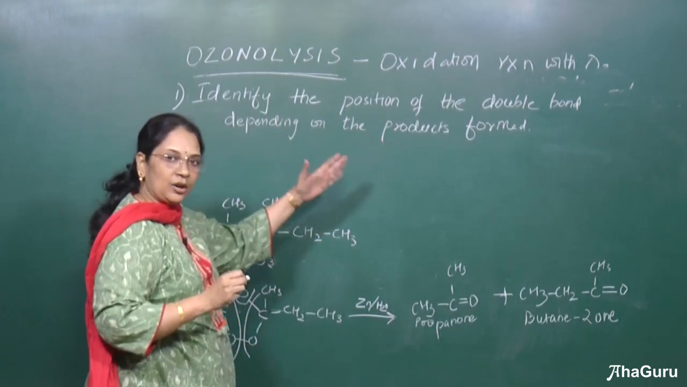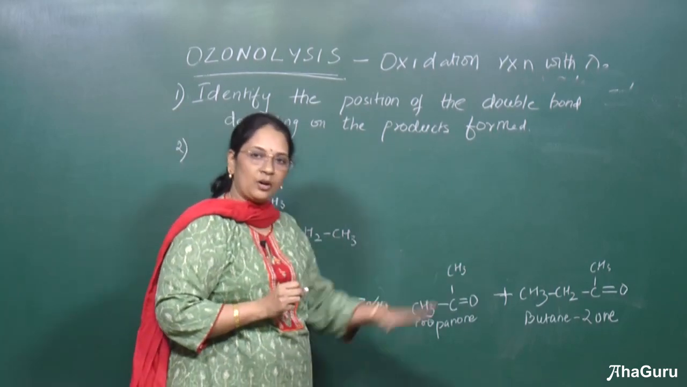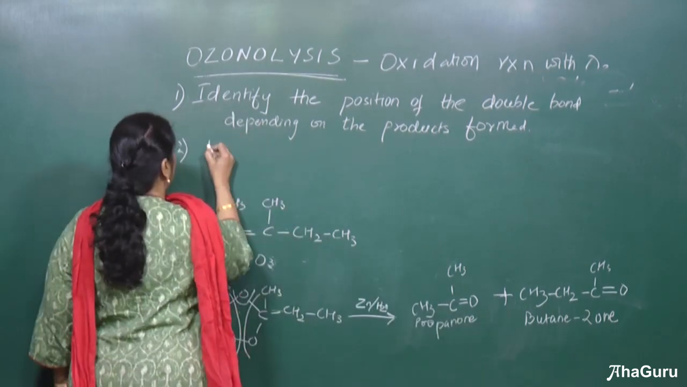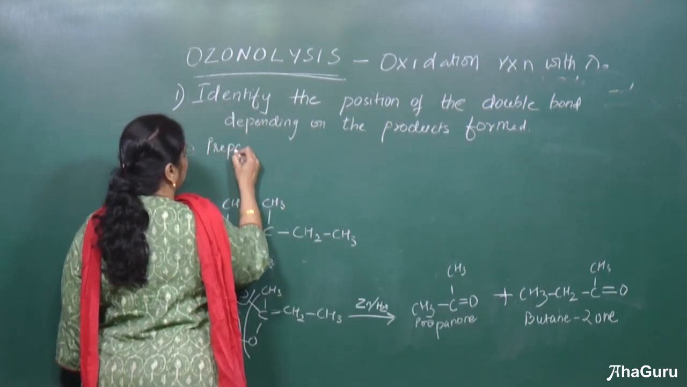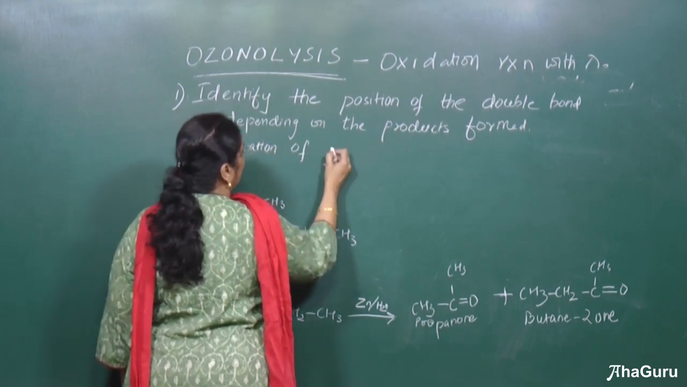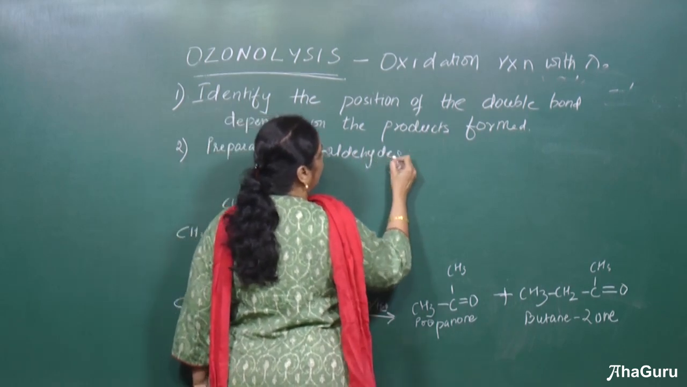So, we have seen in all these examples that we are getting aldehydes or ketones, or a mixture of aldehyde and ketone. So, it can be used for the preparation of aldehydes and ketones.